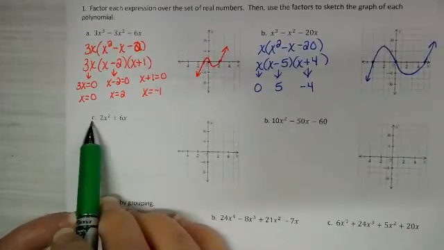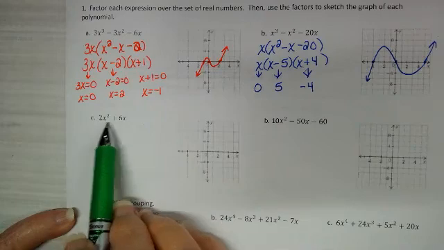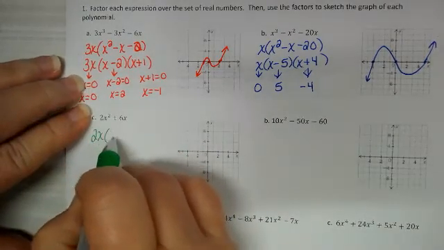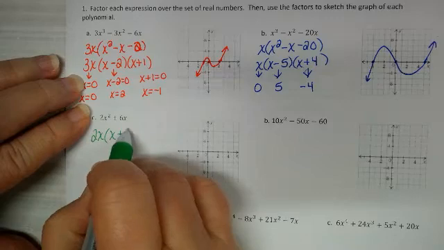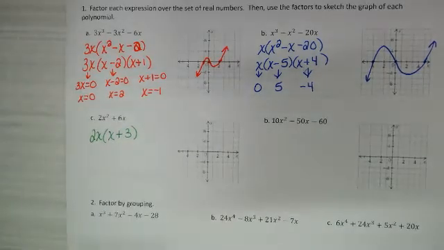All right, how about this one? 2x squared plus 6x. What do they have in common? I'm going to say 2x. And if I factor out 2x, I'm left with x plus 3. So that's all the factoring I can do.